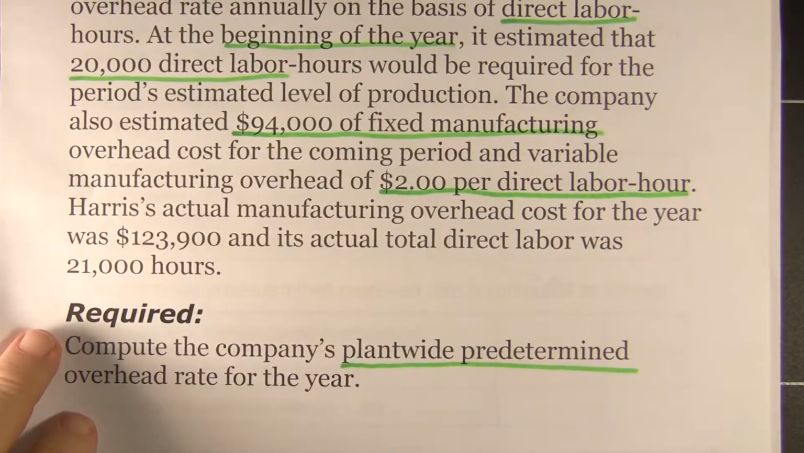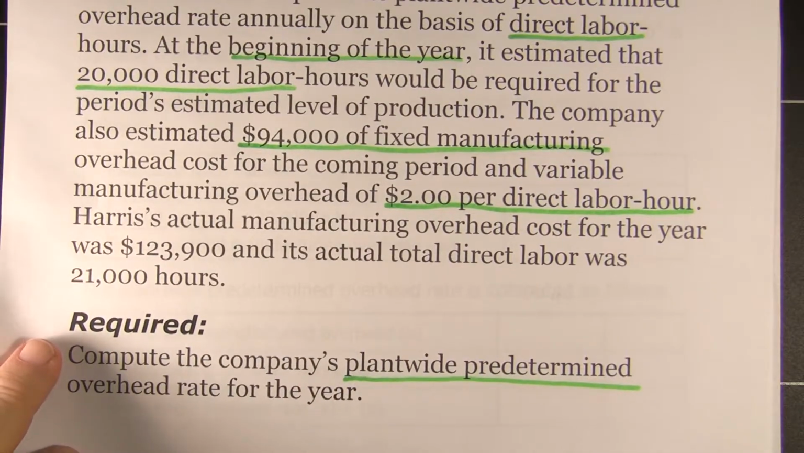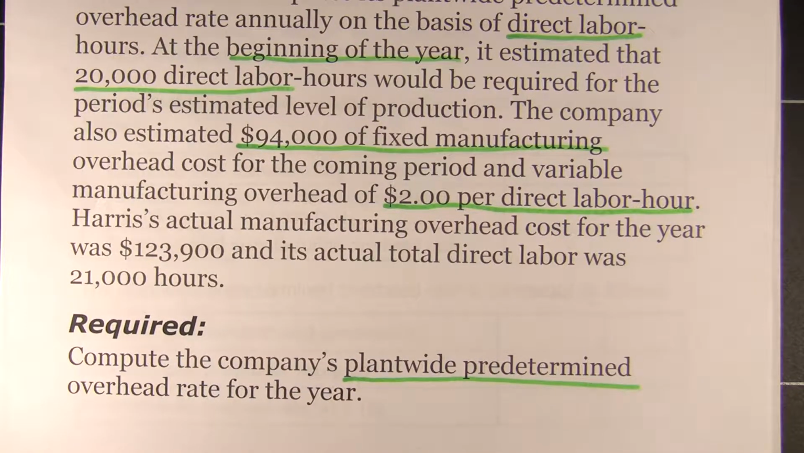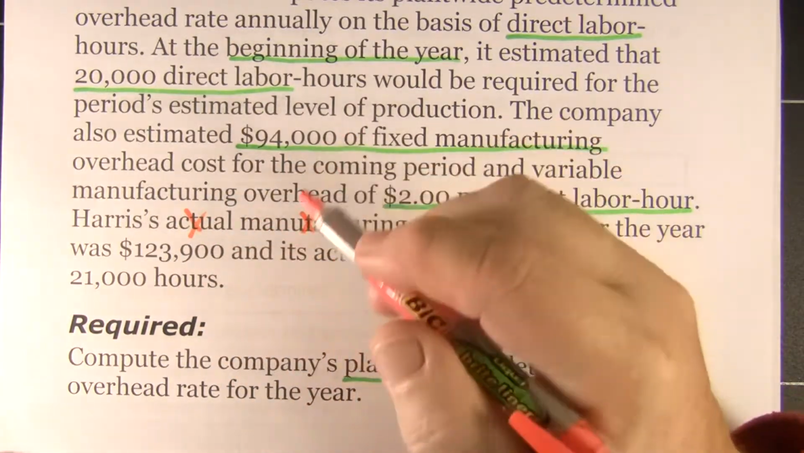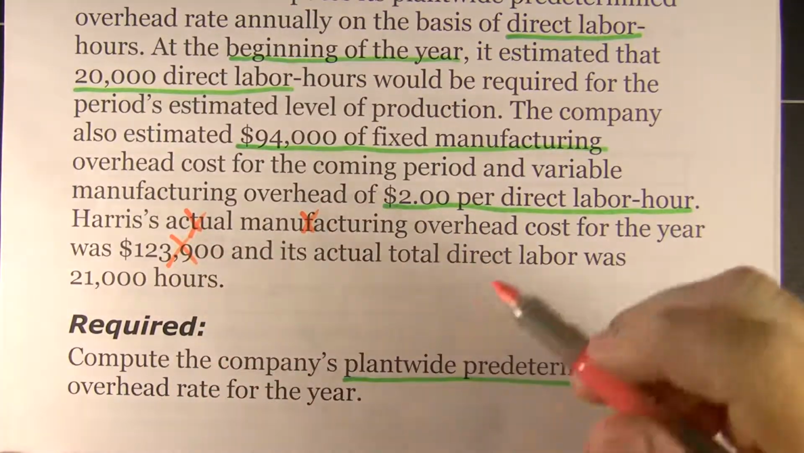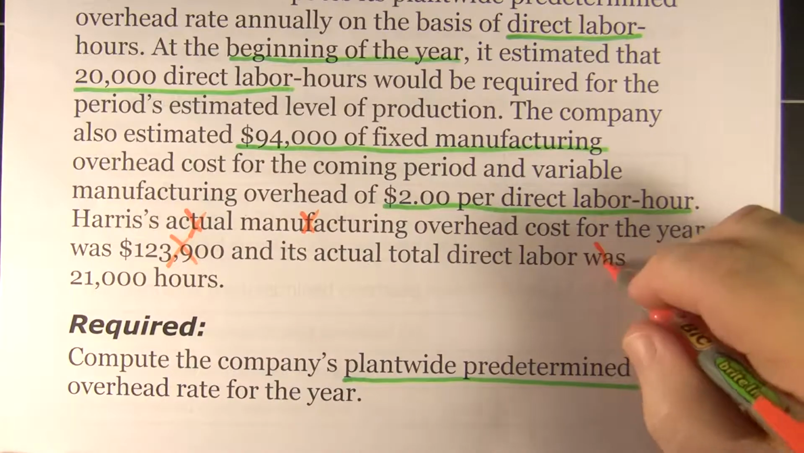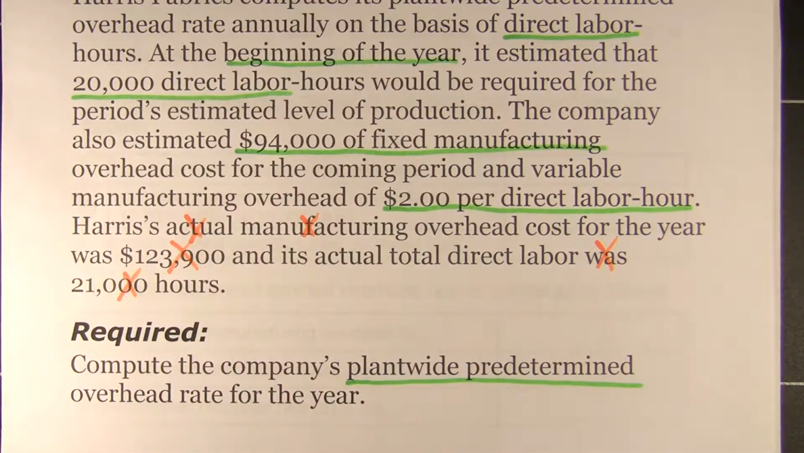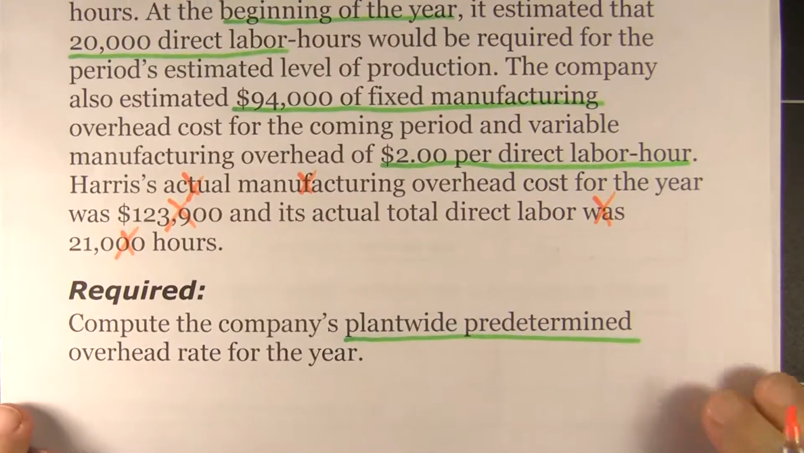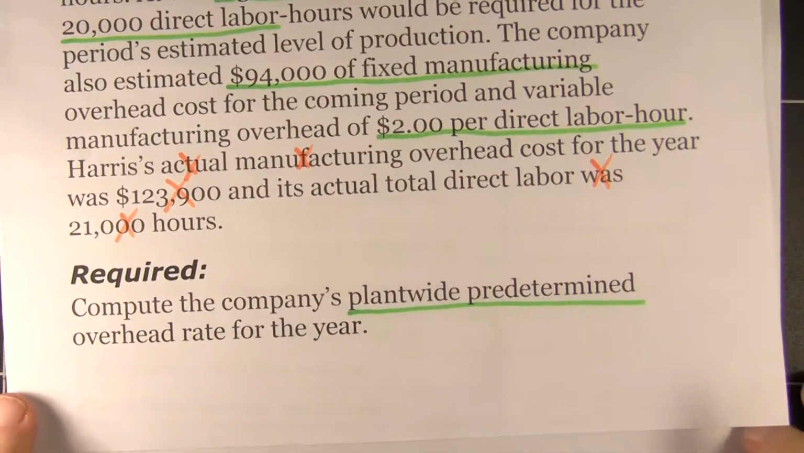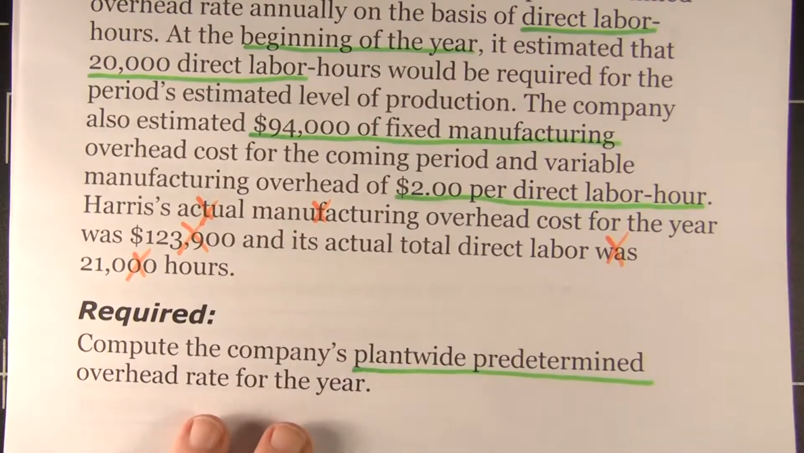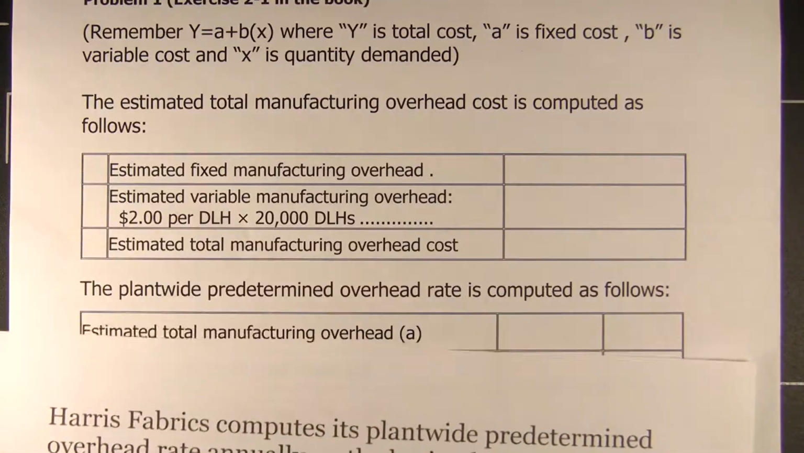Now, the next couple of sentences are sort of like who cares and who cares. Because actual overhead, that means during the year, so we don't care about that, was $123,000. We don't care about that. And total direct labor was, unless you have a crystal ball, at the beginning of the year, those facts about the end of the year are absolutely, totally irrelevant. So let's take the ones that we underlined in green. They're the ones we need.